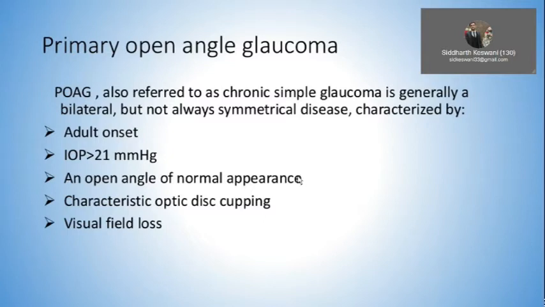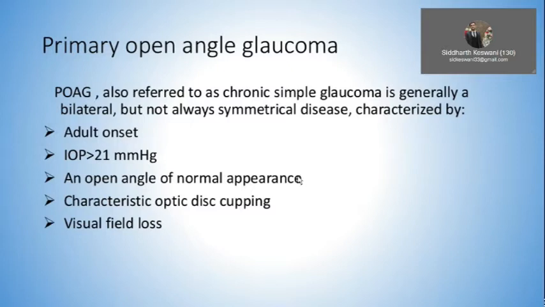So basically glaucoma is a group of eye diseases which result in damage to the optic nerve and can cause a permanent visual loss, right? So the most common type of glaucoma is primary open angle glaucoma, which we'll be discussing today, right?